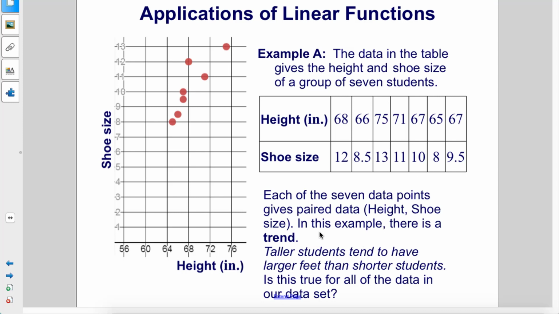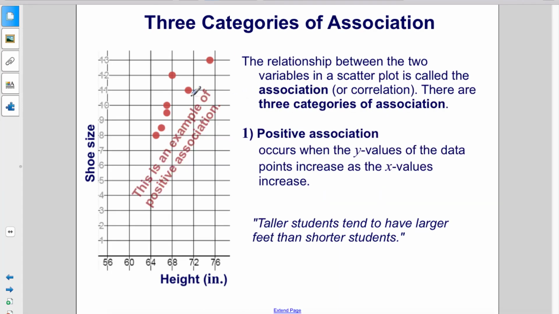In this example, there is a trend. Taller students tend to have larger feet than shorter students. Is this true for all of the data in our data set? It's not true of all of the points. For example, this point and this point, this person is taller, but their shoe size is smaller than this person. However, for most of the points, there is an upward trend like that. It's called a positive association.